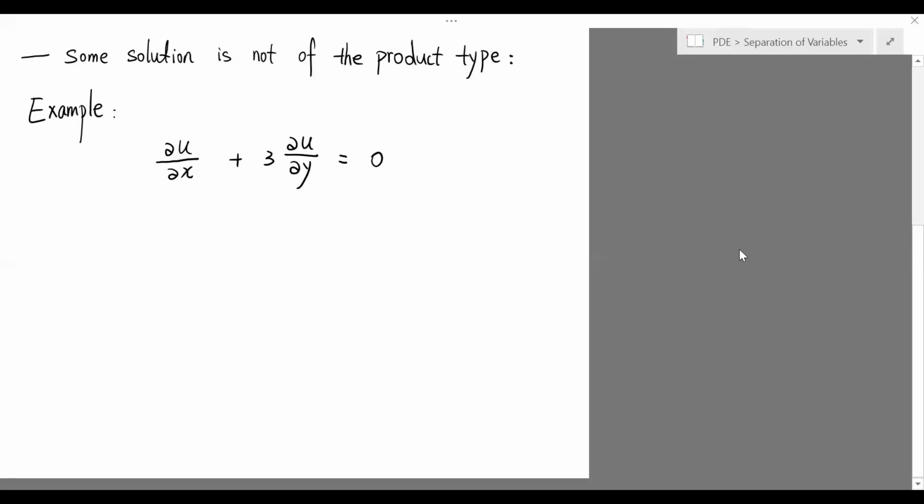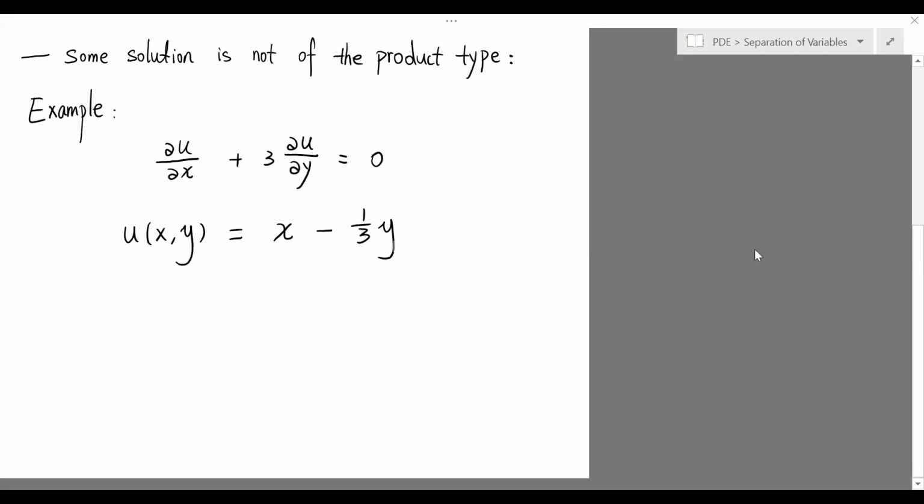This is our first example. Some audience may recognize this differential equation because in one of the previous videos, we did use the method of separation of variables to find some solution to this equation, which is of a product type. Let's consider the following function: u of x, y equals x minus 1/3 times y.